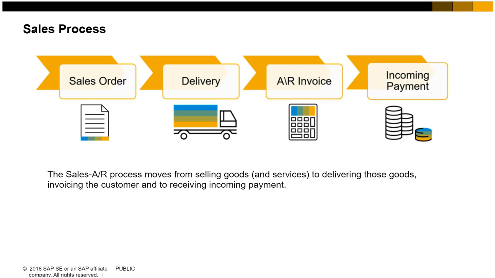The sales AR process moves from selling the goods and services to delivering those goods, to invoicing the customer for their purchases, to the last step in accounting of receiving the incoming payment. Each step in the sales process involves a document, such as a sales order, delivery, or AR invoice. SAP Business One efficiently moves all relevant information from one document to the next in the document flow. According to the business needs, you can choose which documents to include as your process steps. The only mandatory document in sales is the AR invoice.